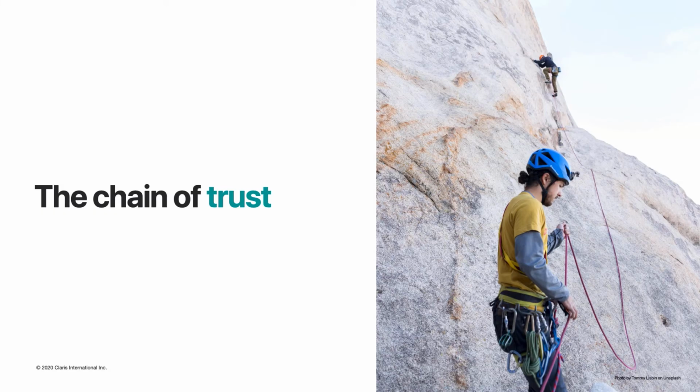Let's go into detail about the trust aspect to better understand how TLS is working and what we exactly need. Just as in the picture, Eric has to trust his partner. If he can't trust his partner, the rope is worthless.